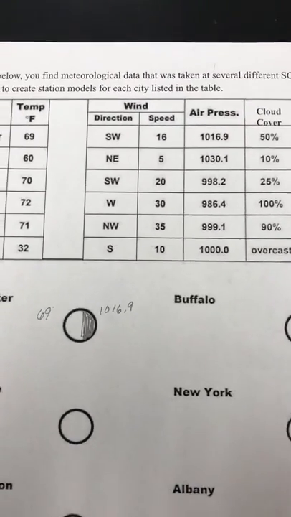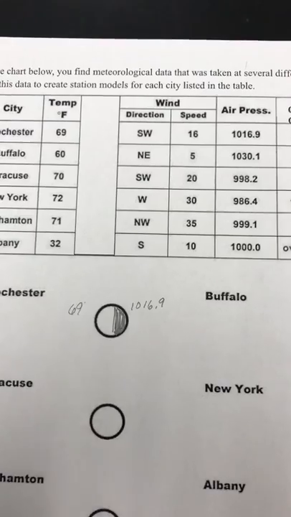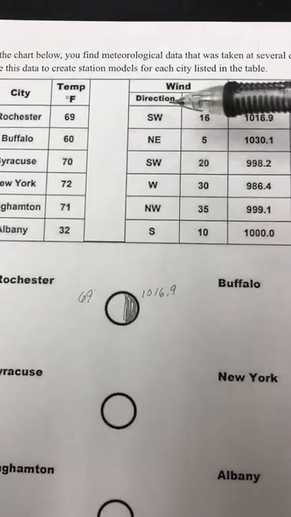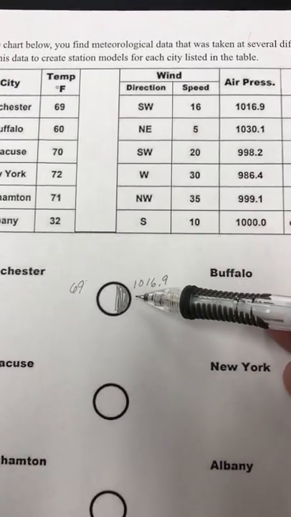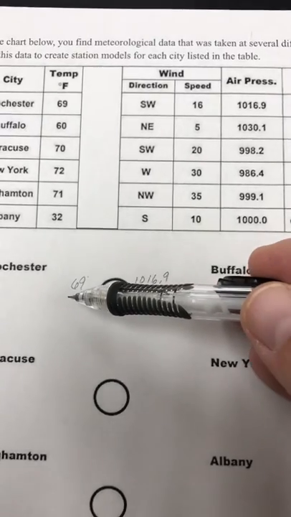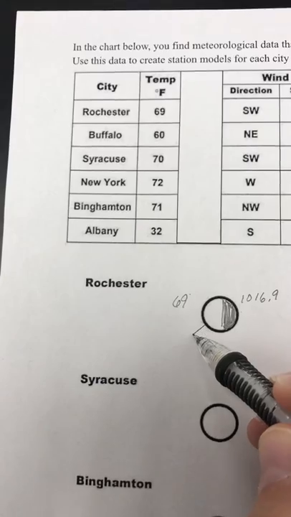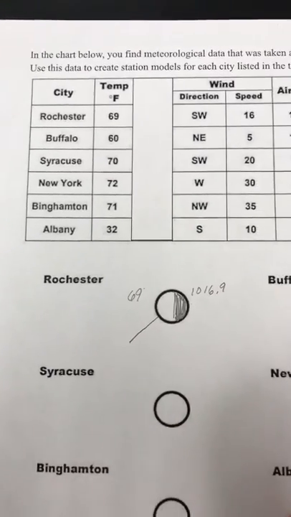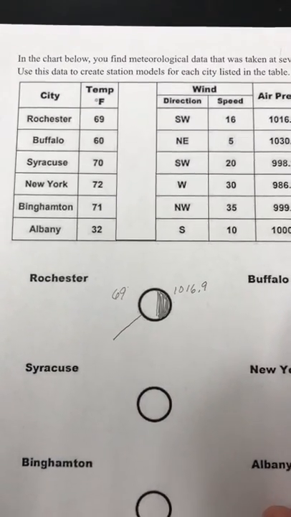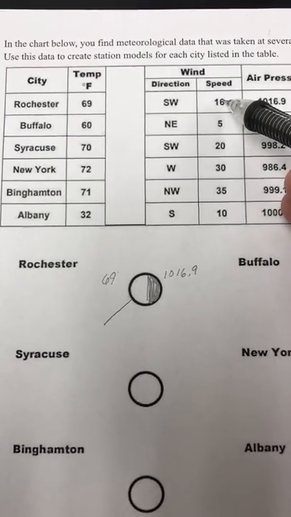Then we need to find out the wind speed and direction. Well, the wind direction is southwest: north, east, south, west. Southwest is this direction, so it's pointing in the direction of the wind. The speed is 16 miles per hour.